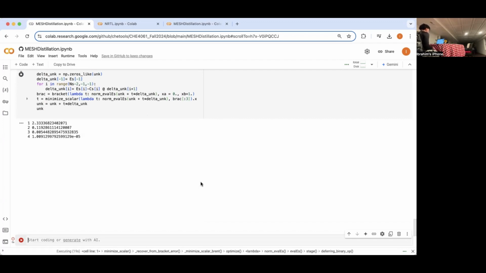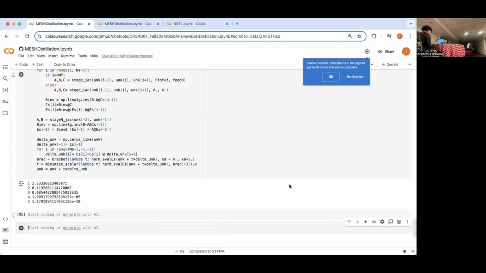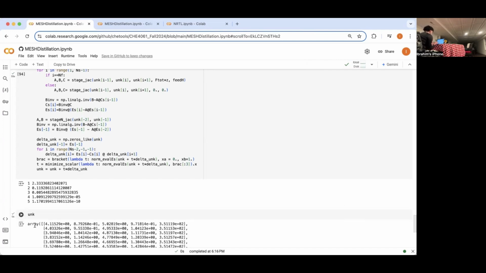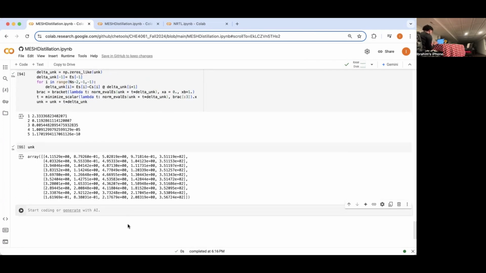All right, while this is loading, I'm going to pause it just to see if this is correct. All right, perfect. So that's good. This is essentially our iterations for all of our normalized residuals, 5 of them at least. So we can go ahead and do something else here. We can get all of our unknowns. Essentially, this is an array of all of our unknowns.